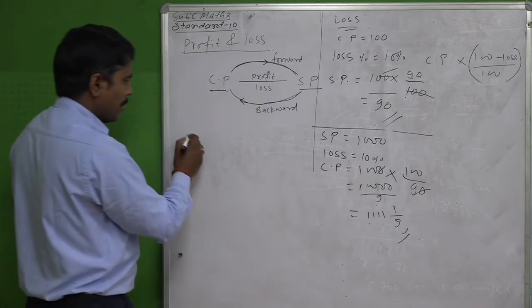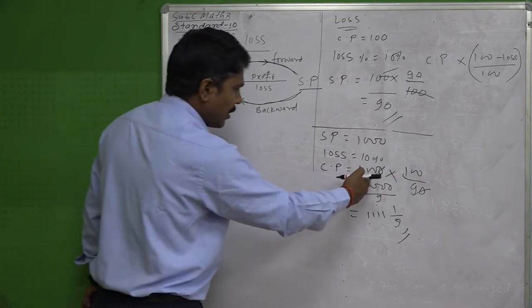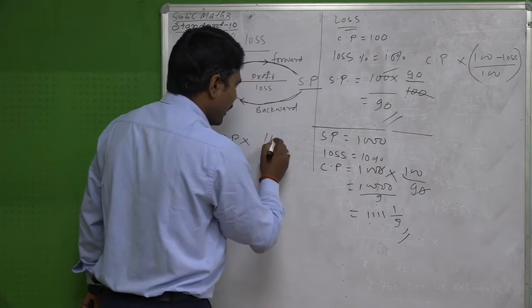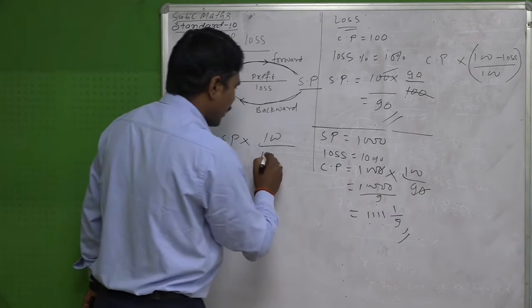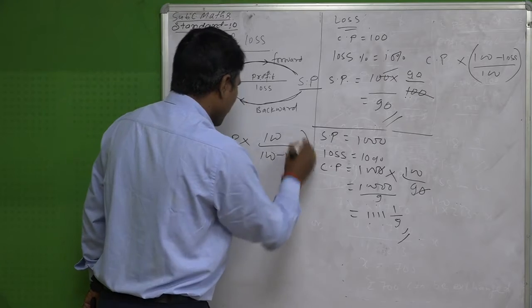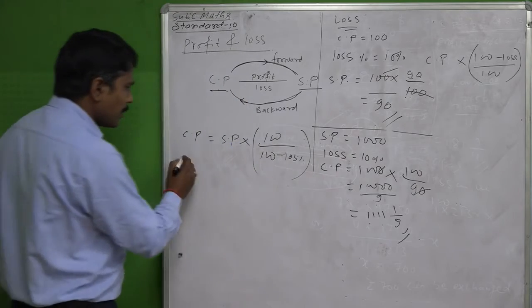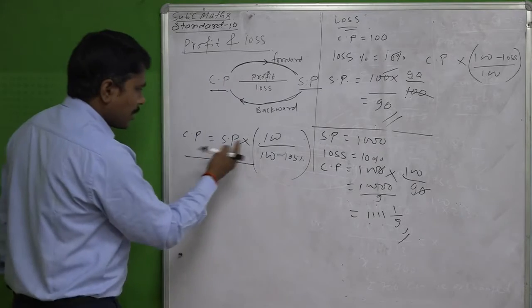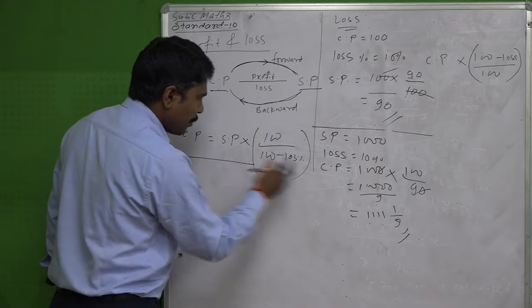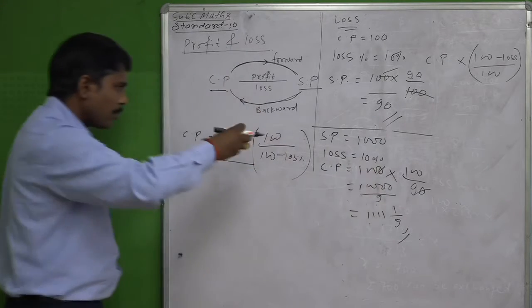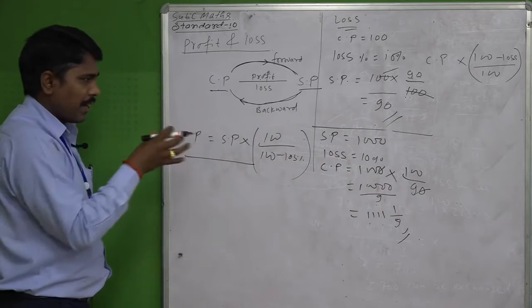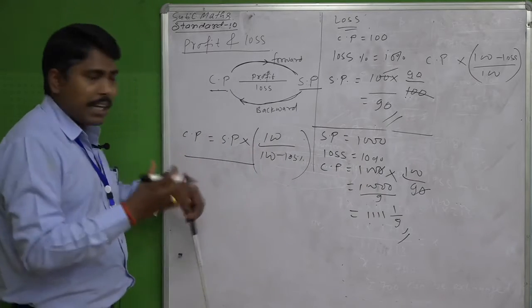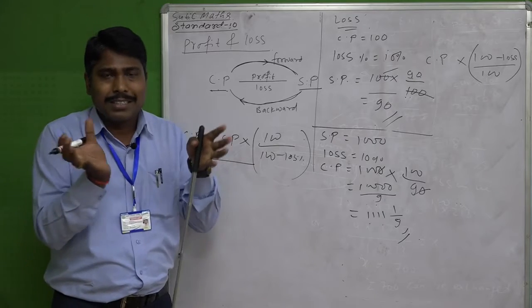See, here also there is a formula. With SP given, SP into 100 by 90 means 100 minus loss percent. This is the formula. You can derive it yourself, for the SP and also for the CP, in this way. If you compare these, you can develop the concepts yourself.